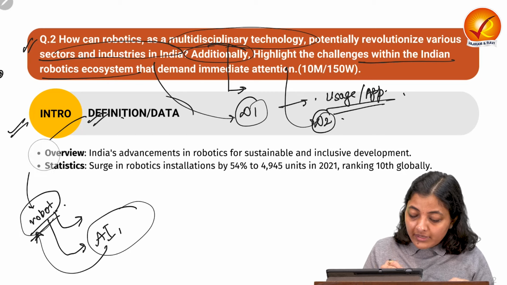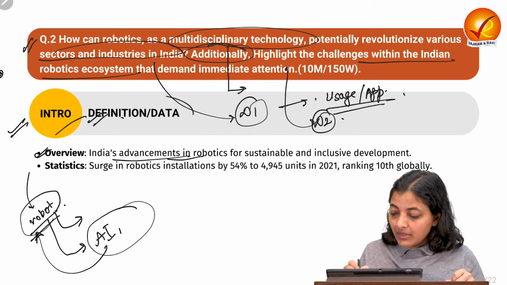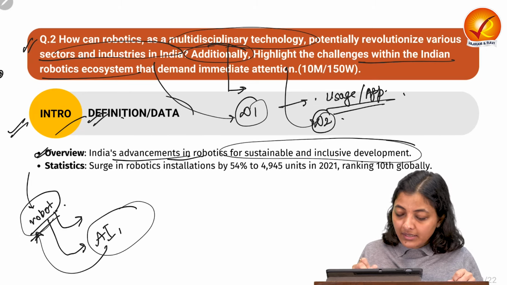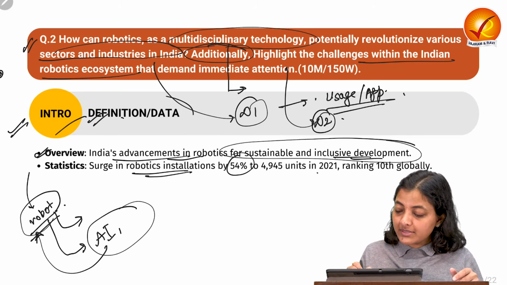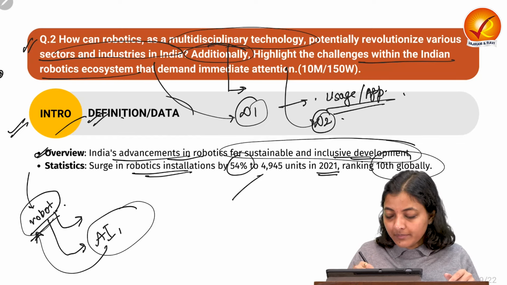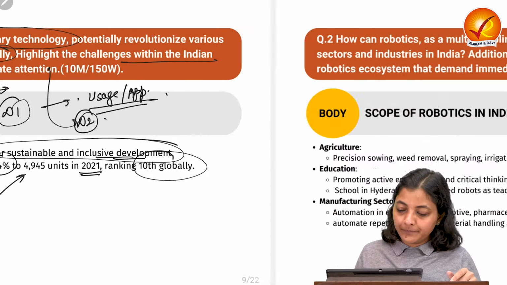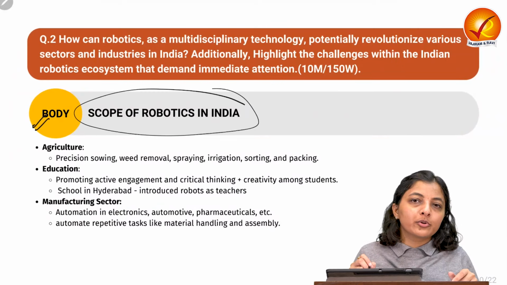And also you can write that India is taking advancements in the robotics ecosystem for sustainable and inclusive development, and India increased its robotics installations by 54% in 2021, ranking 10th globally. You can put some data in the introduction. Okay. Moving on to the body part, you need to write about the scope of robotics in India.